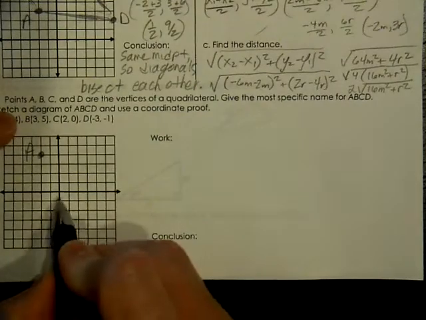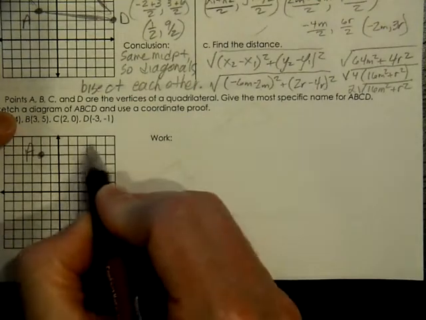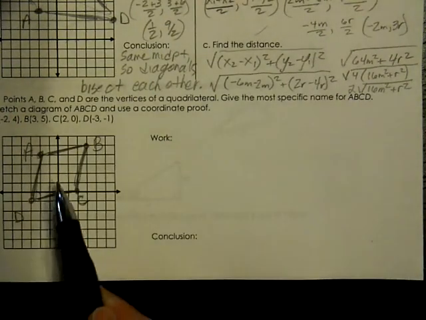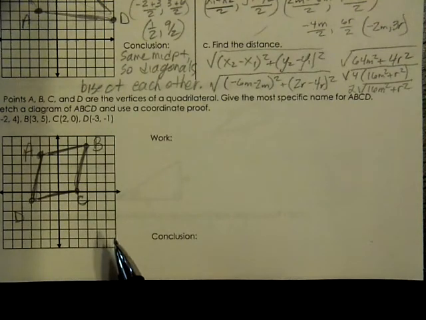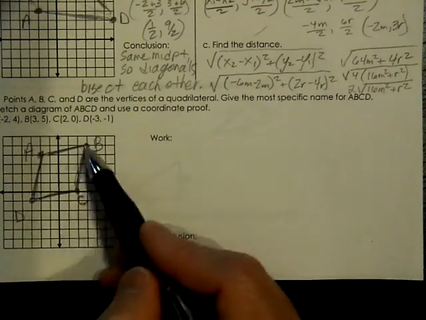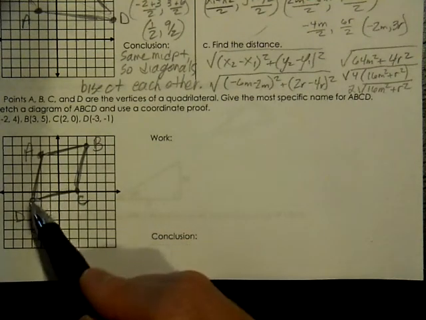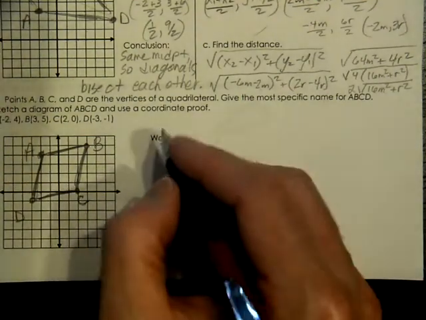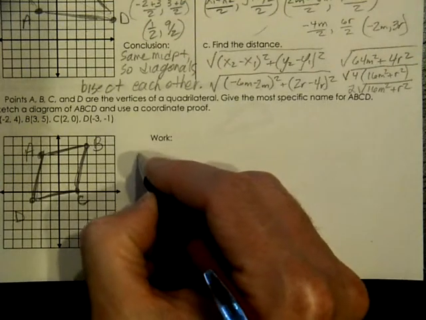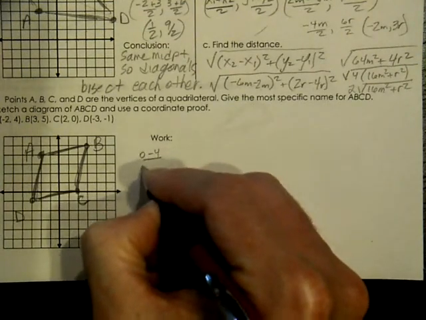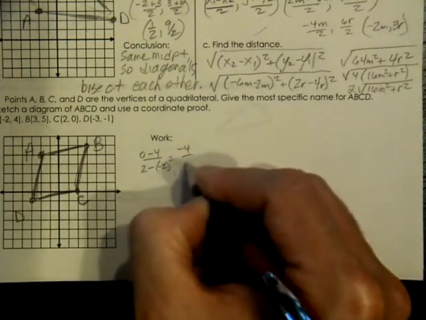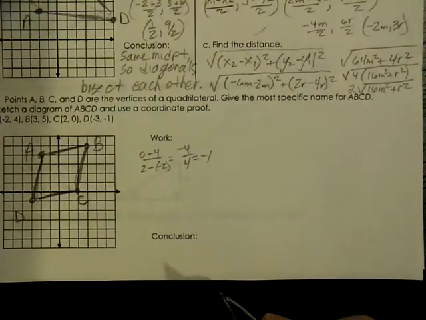So that's A. That's B. So I have all the points in here. Now what we want to do, if we could show that the diagonals are perpendicular to each other, then we can determine if it's a parallelogram. So AC, the slope of AC, 0 minus 4 and 2 minus a negative 2, which is negative 4 over 4, which is negative 1.